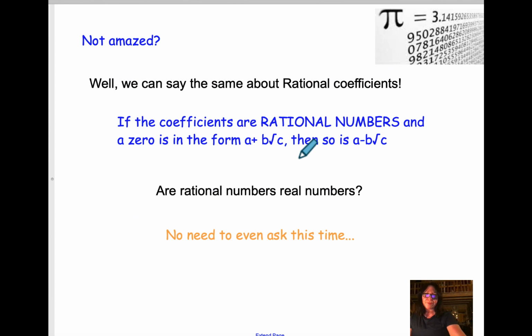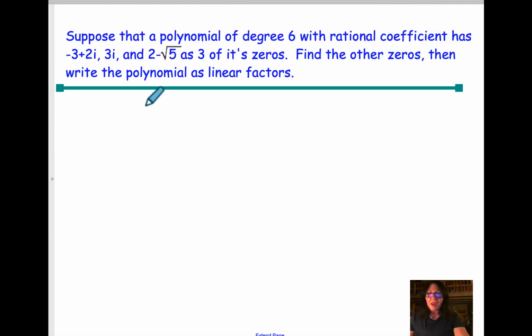All right, so like I was saying with the rational numbers before, I do want to remind you that sometimes zeros come in the form a plus b root c. What you have to remember is that sometimes you're going to have to subtract a quantity, just like we were doing the other day. Suppose that we have a polynomial of degree 6, so it's x to the 6th power, so I'm going to go P of x equals, and I've got rational coefficients and all of this stuff, and those are zeros.